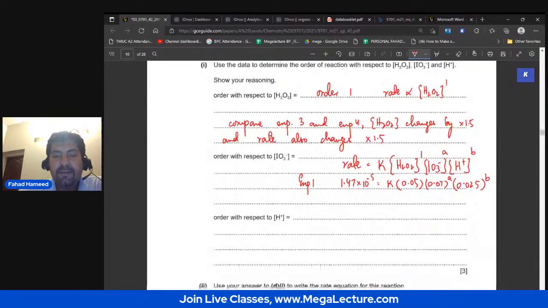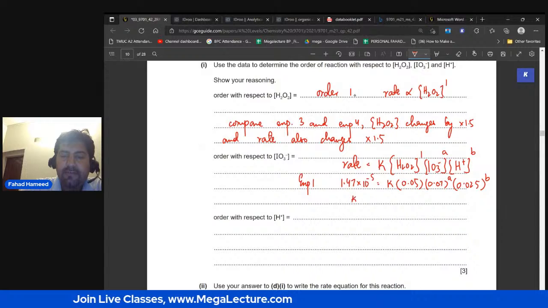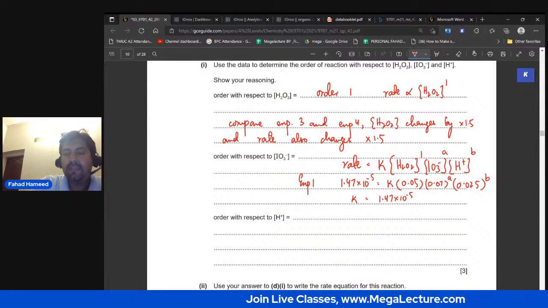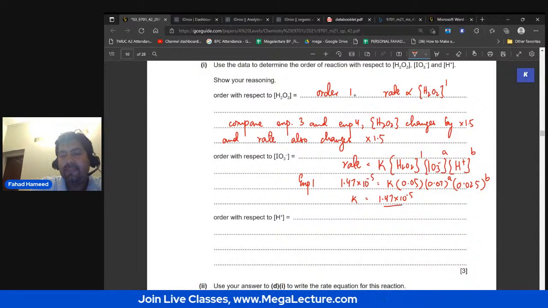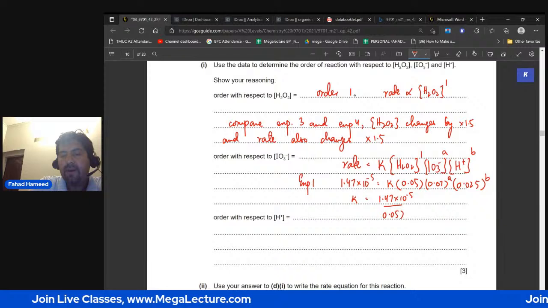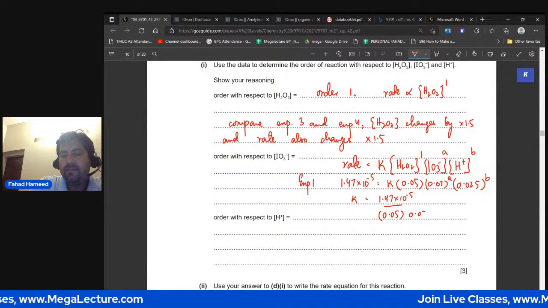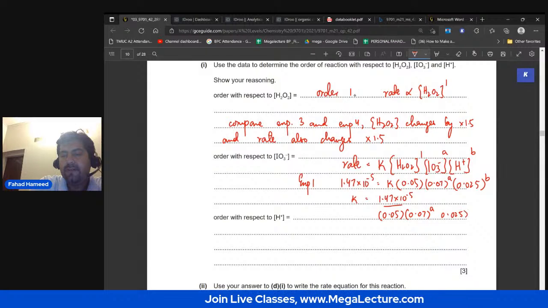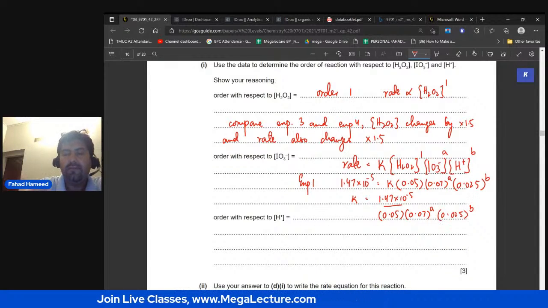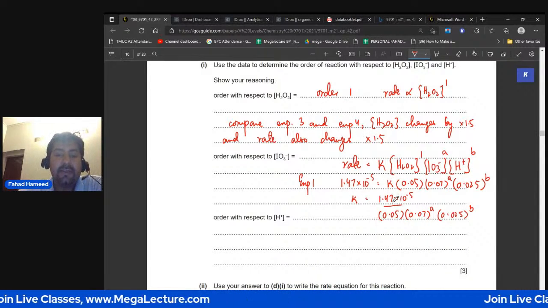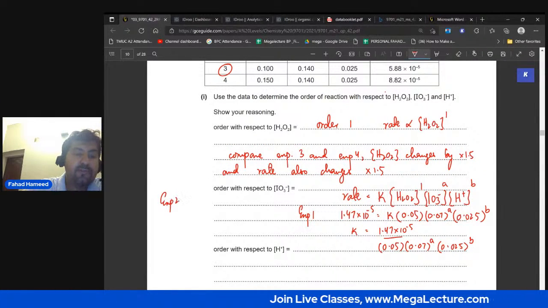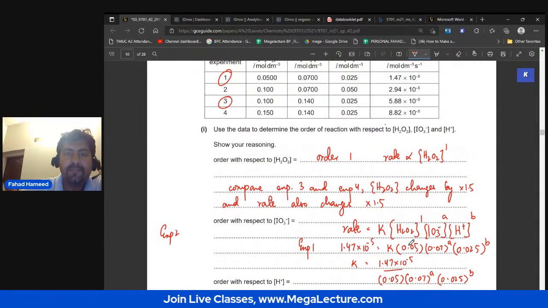Now, using experiment 1, I'm going to write an expression for K. Remember, K is a constant. So K is 1.47 times 10 power minus 5, and K basically has to be divided by 0.05, power 1, 0.07, that's power A, and 0.025, that's power B. So that is my constant value. I'm going to use experiment 2 now. I'm going to plug in the values of experiment 2 into the same rate equation over here.